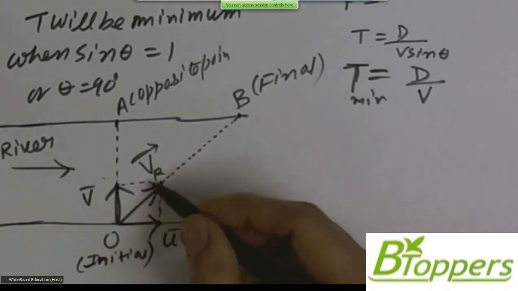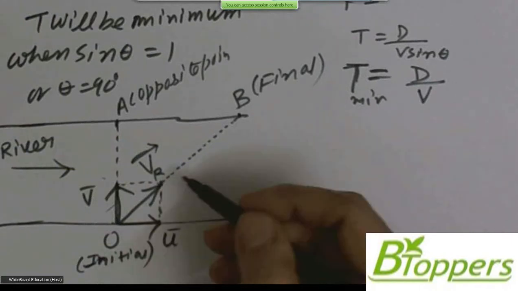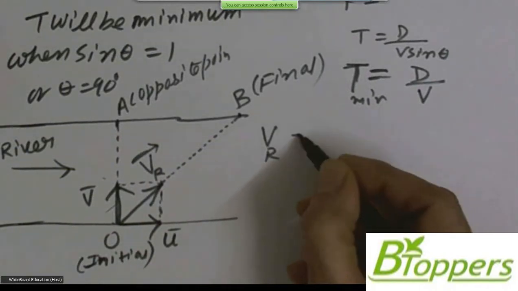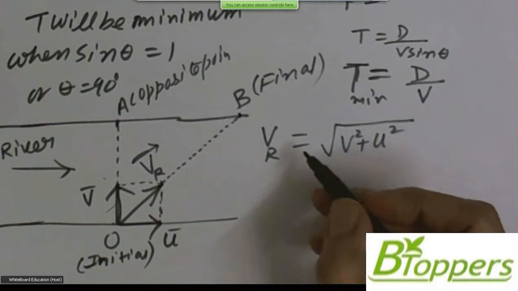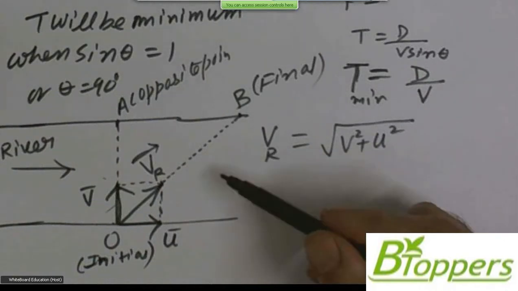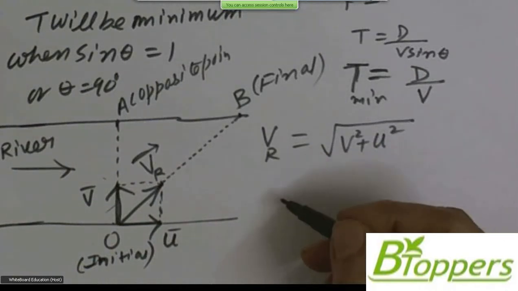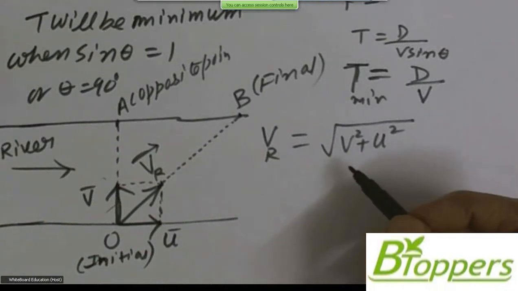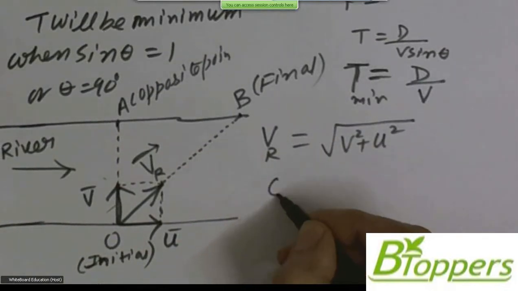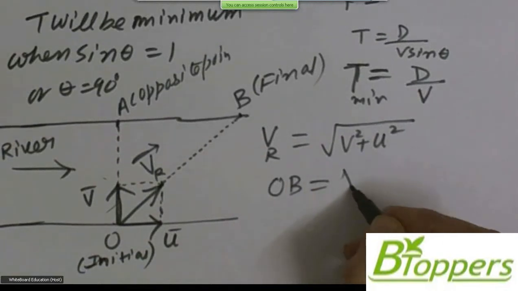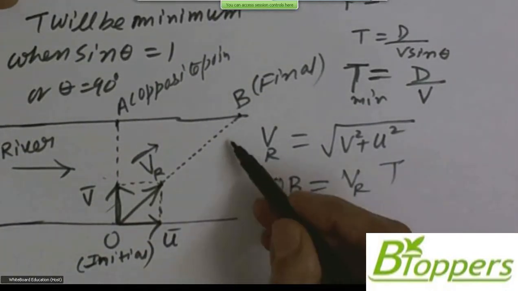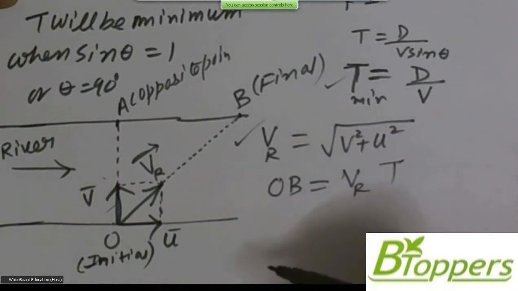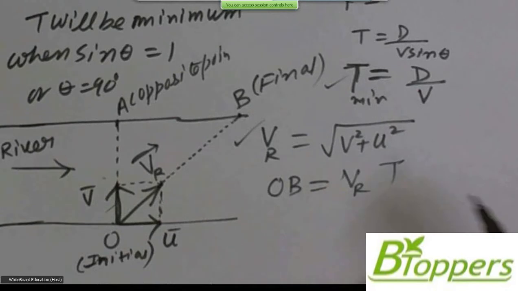So here, to find the actual distance traveled by the boat while crossing the river, you have to find the resultant velocity, which is given by VR equal to root of V square plus U square. Here V bar is perpendicular to U bar, the angle theta between V bar and U bar is 90 degrees. So the resultant of V bar and U bar will be root of V square plus U square. So the actual distance traveled, meaning the length of the line OB, is equal to the resultant velocity into the time taken to cross the river. You can substitute the value of VR from this step and the time taken from this step here to find the length of the line OB.